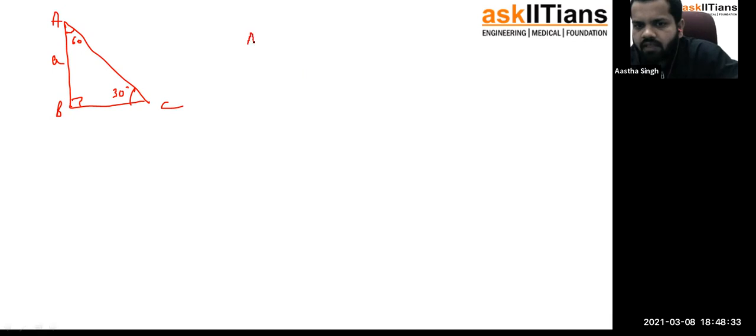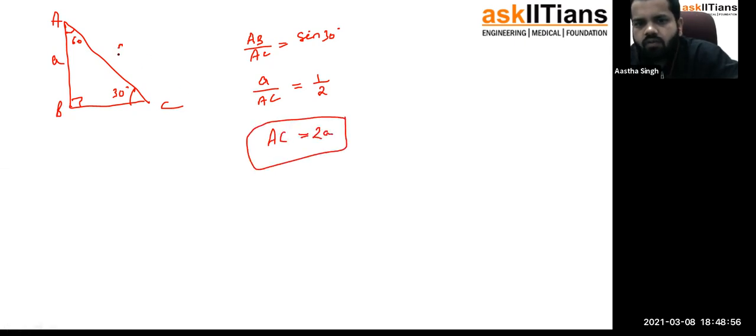In triangle ABC, AB upon AC will be equal to sine 30 degrees. AB is A, so A upon AC equals sine 30, and sine 30 is 1 upon 2. So AC will be equal to 2A. Similarly, you can easily write that BC, or AB upon BC, in the same triangle, perpendicular upon base, is what? Is tan 30.